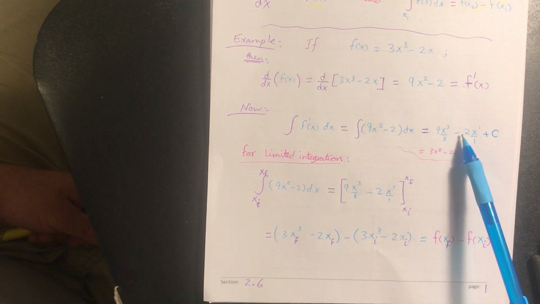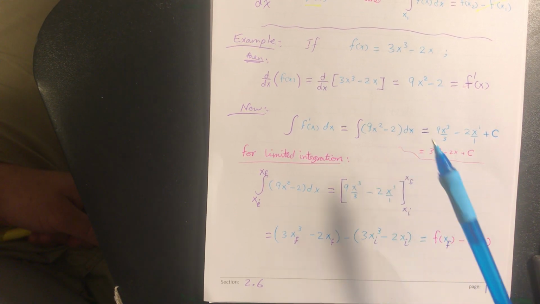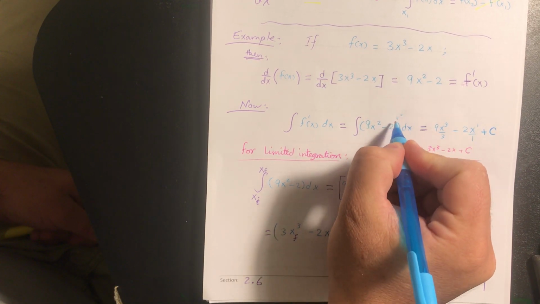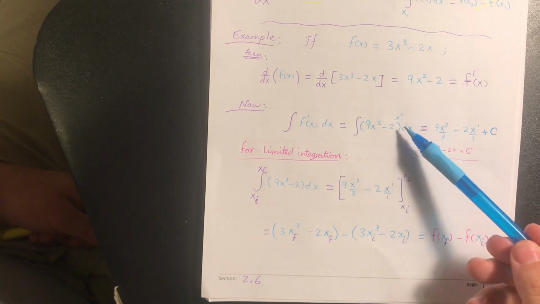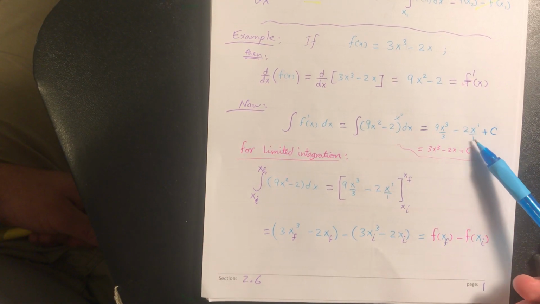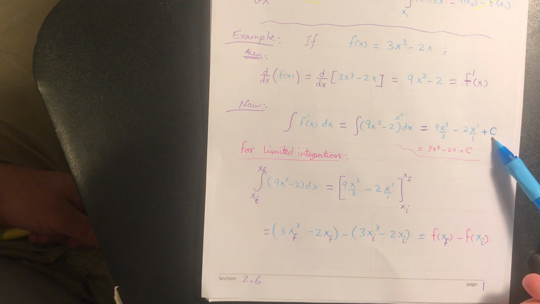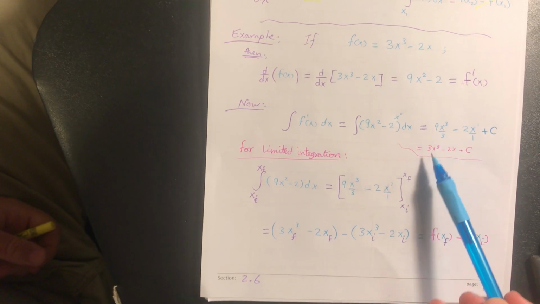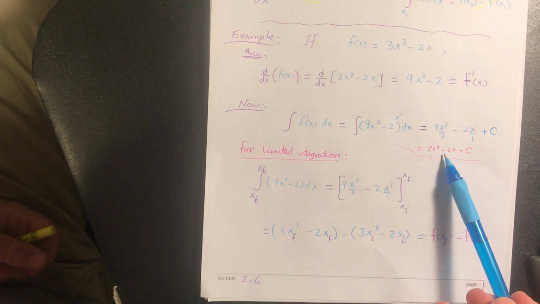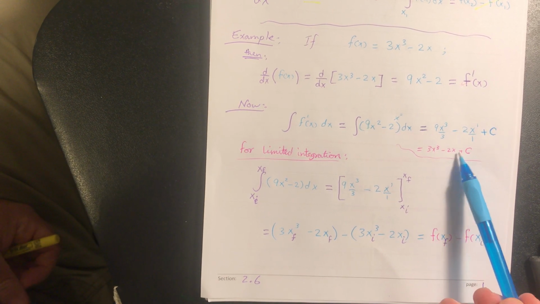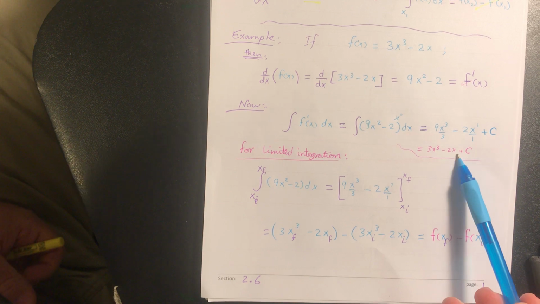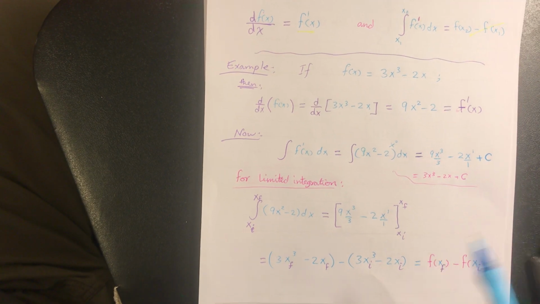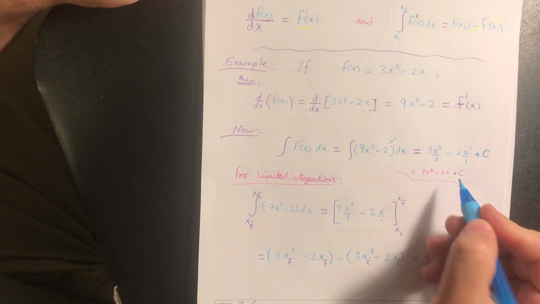Minus 2, we have x to 0. If we add 1 to 0, it will be x to 1 over 1, which is x, plus c, which is the constant for the integration. In this case, we have 9 over 3, which is 3, x cubed minus 2x plus c. If we have limited integration, then c we need it to be 0. But this is the answer in general.